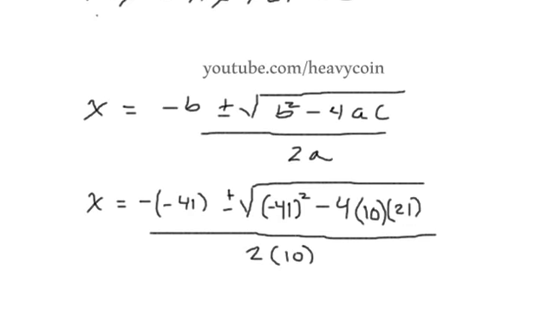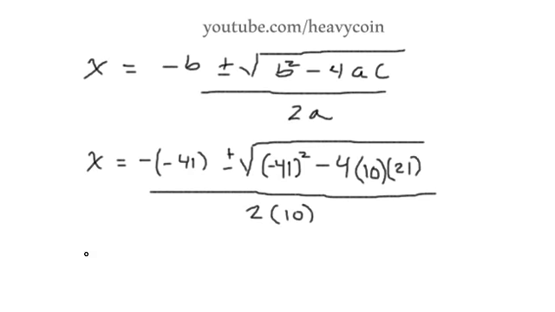Alright, so I'm going to get out my calculator. You can do that in your head if you like. This is a negative and negative, so we know that's a positive 41. Plus or minus. Alright, I'm going to go ahead and work that out.